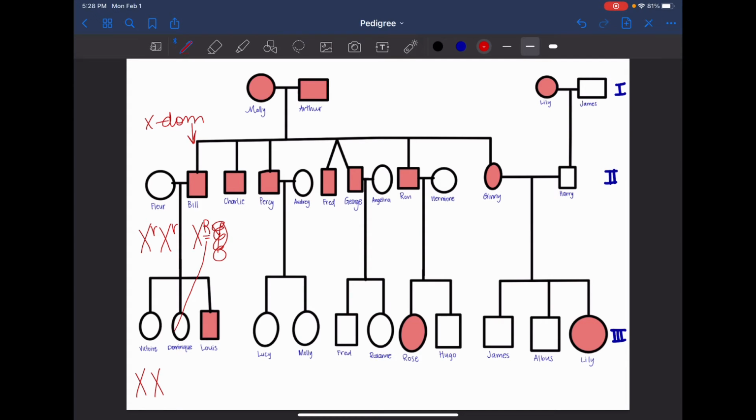So let's bring this big R down, and let's bring one of these little R's because that's all she has to give. Well, this genotype should signify that she's affected, but she's not. Her genotype in reality should be this. This signifies she should have red hair, but she does not.